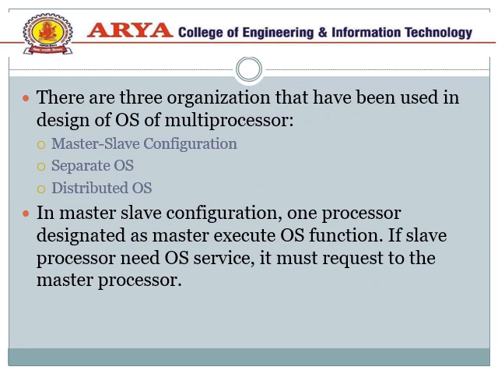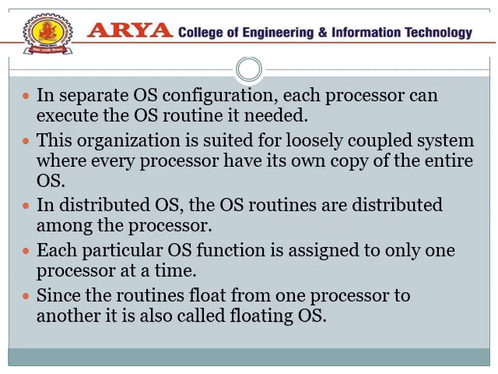There are three organizations that have been used in designing the operating system of a multiprocessor: master slave configuration, separate OS, and distributed OS. In the master slave configuration, one processor designated as master executes the OS functions. If a slave processor needs OS service, it must request it from the master processor. In the separate OS configuration, each processor can execute the OS routines it needs.